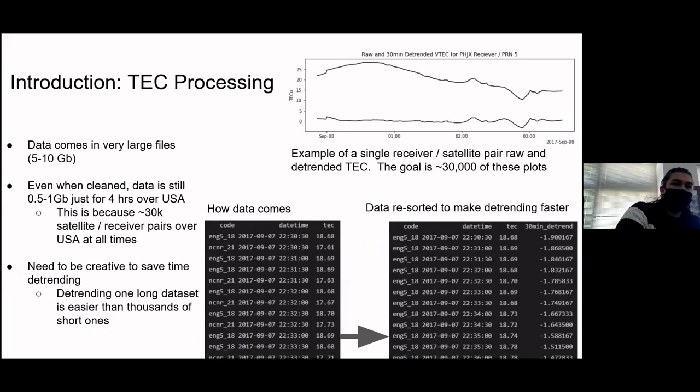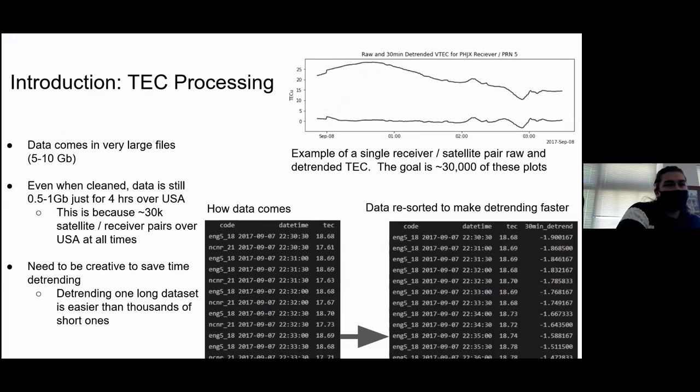In many cases, you need to detrend the data. So the plot of that will be on the upper right. This is over like 4 hours. You can see the TEC, this is the raw data up here, and there's a big variation with the time, local time, things like that. And you need to throw that out in a lot of cases to pull out very minute details in the TEC. So you would take a rolling average and you would subtract it. The problem, of course, is that there's like 30,000 rolling averages to subtract.